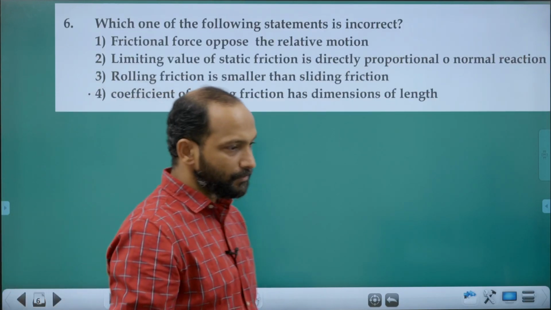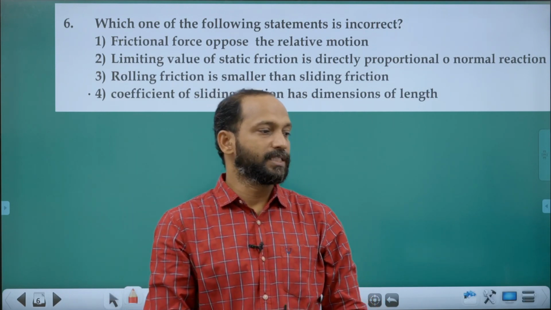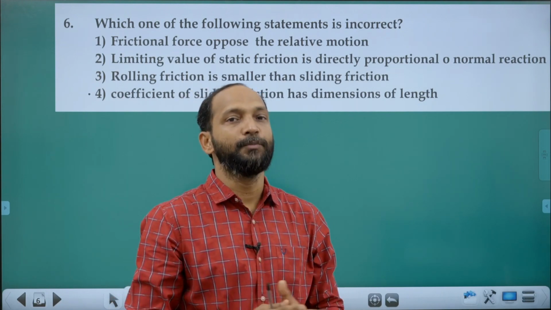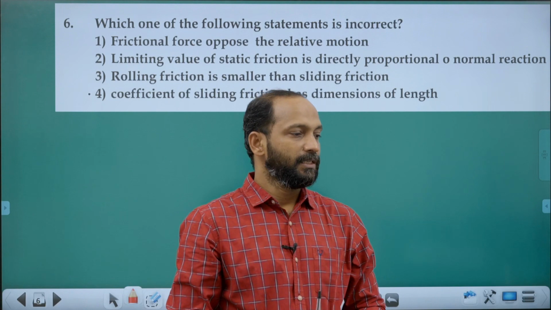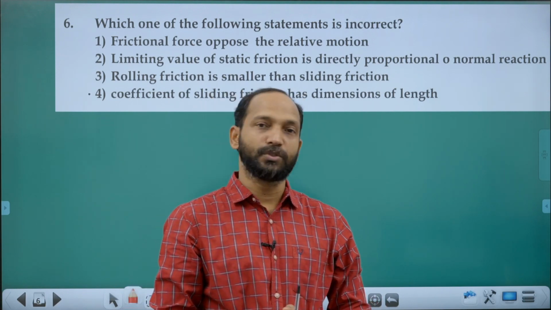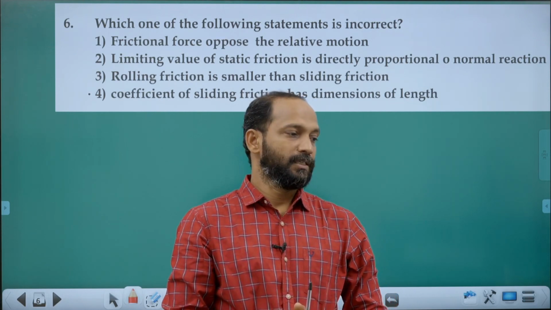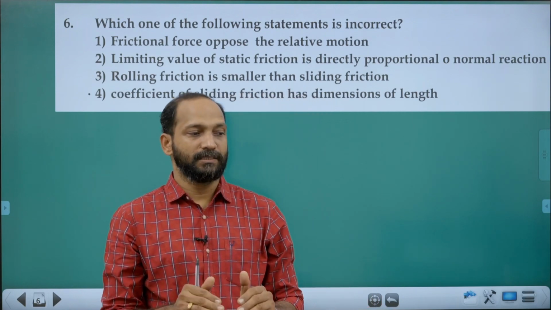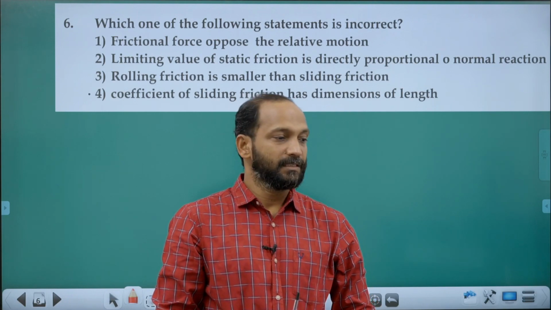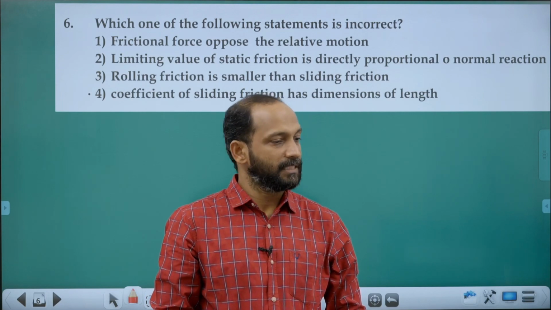Sixth one. Which of the following statements is incorrect? These types of questions are very important for NEET. Frictional force opposes relative motion or impending motion. That is true. Limiting value of static friction is directly proportional to normal force. That is also true. Limiting friction is equal to mu s times normal contact force. Third one, rolling friction is smaller in magnitude than similar situations of sliding friction. So the third one can also be correct.